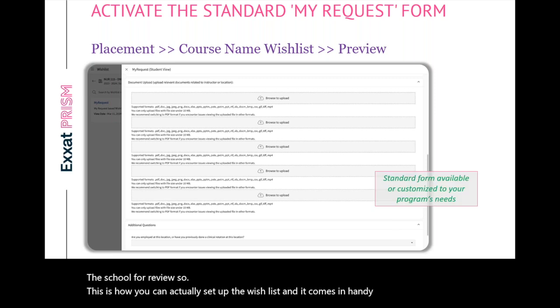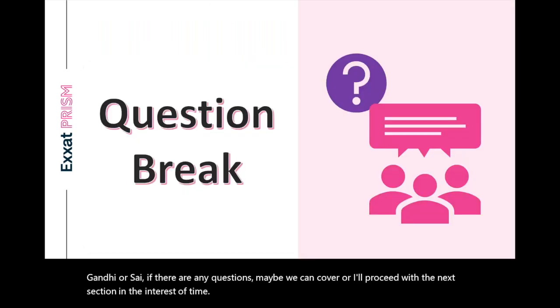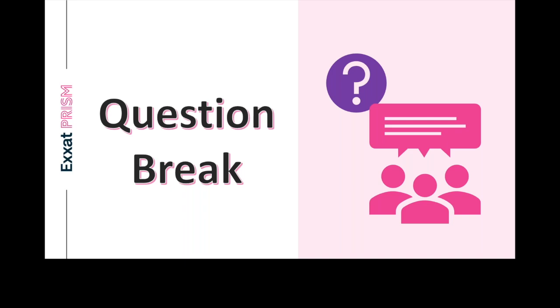So anything in terms of setting it up, do we have any questions so far? So the question is, we are a PT program which uses a slot location based wishlist currently. Is using my request an alternative for this?